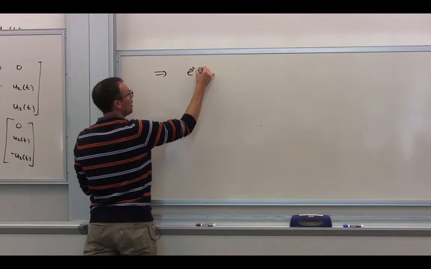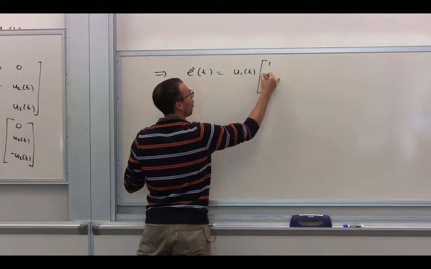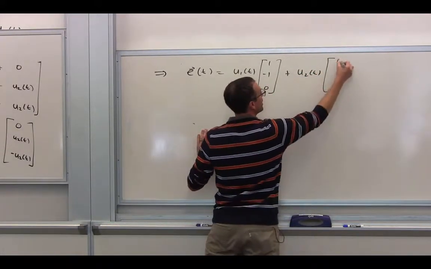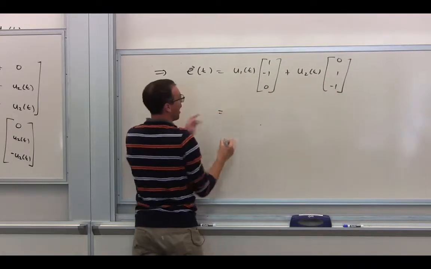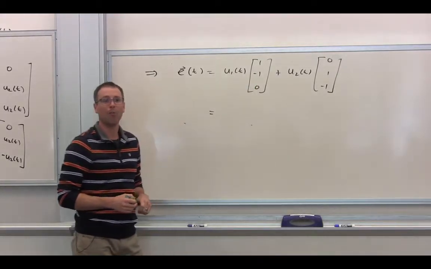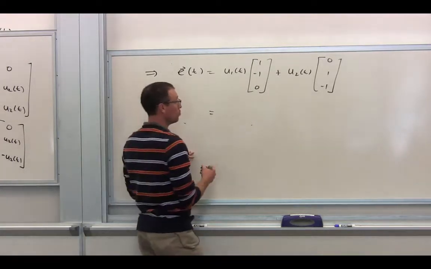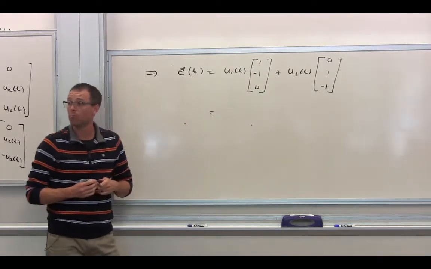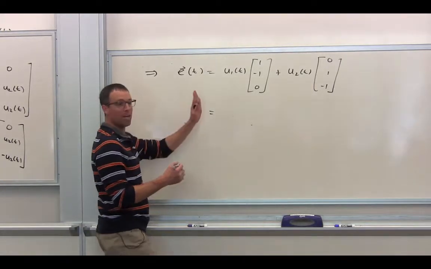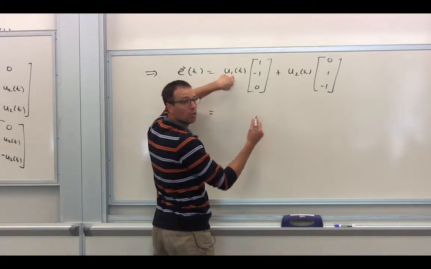Here we go. E of t, we just said, was going to be u1 of t multiplied by 1, negative 1, 0, plus u2 of t multiplied by 0, 1, negative 1. Now I have a linear combination of the columns of a matrix with scalar coefficients. What's the whole idea of the column partition version of a matrix vector multiplication? A linear combination of columns with scalar coefficients coming from the rows of a vector.